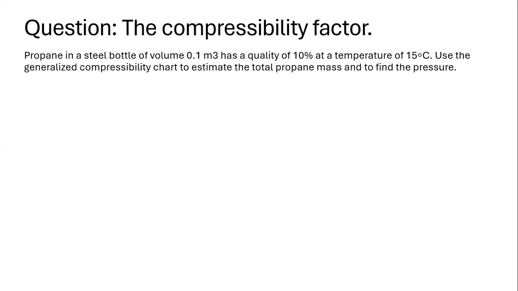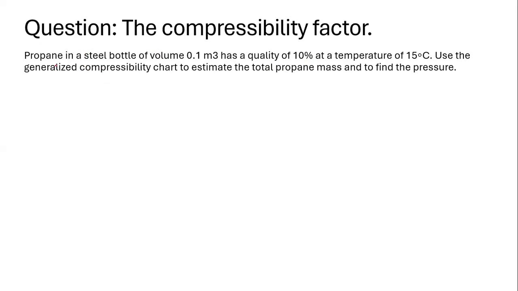They say to us, propane in a steel bottle of volume 0.1 cubic meters has a quality of 10% at a temperature of 15 degrees Celsius. Use the generalized compressibility chart to estimate the total propane mass and to find the pressure.